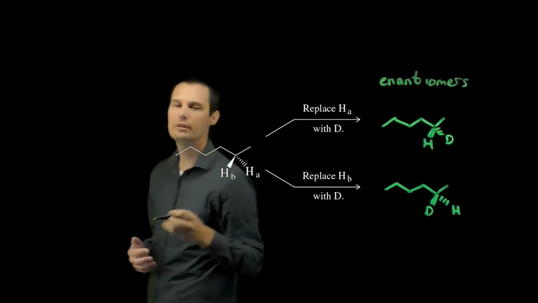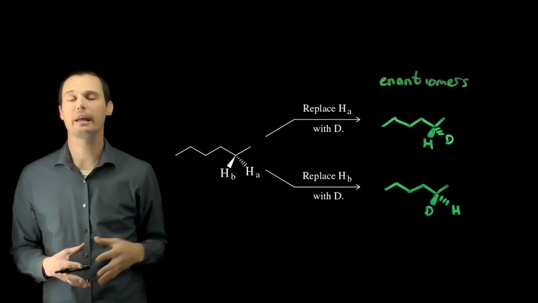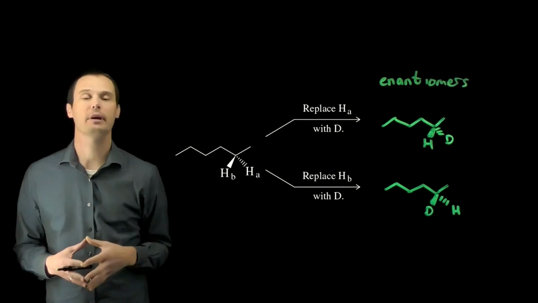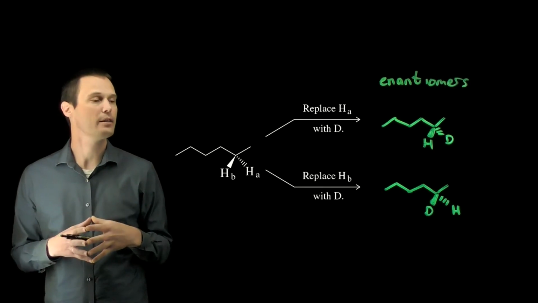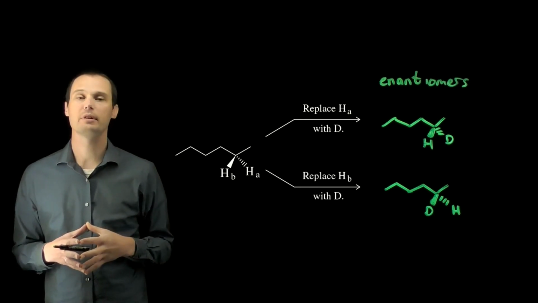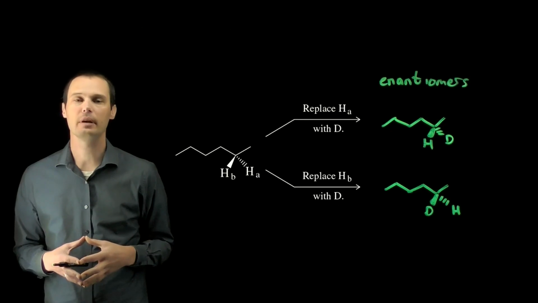which means these hydrogens in the original structure are enantiotopic hydrogens. They're not diastereotopic, they're enantiotopic. And enantiotopic hydrogens feel the same chemical shift, feel the same magnetic field strength around them, and so they are therefore represented by the same one signal. These two hydrogens would be represented by the same signal in proton NMR.